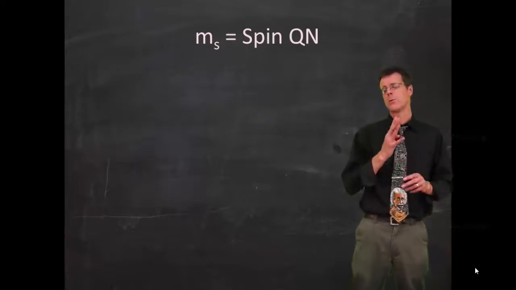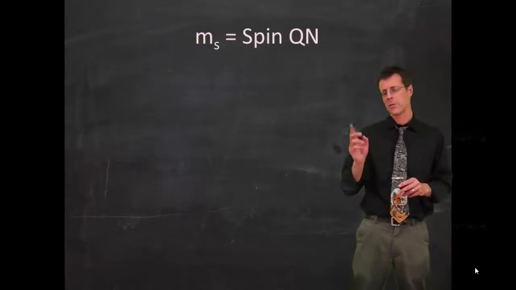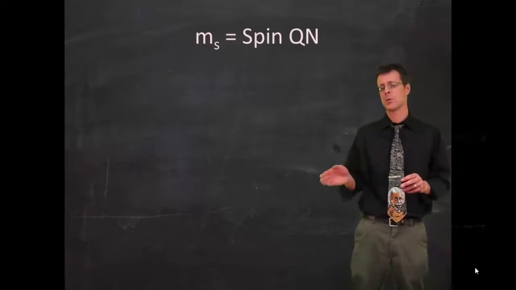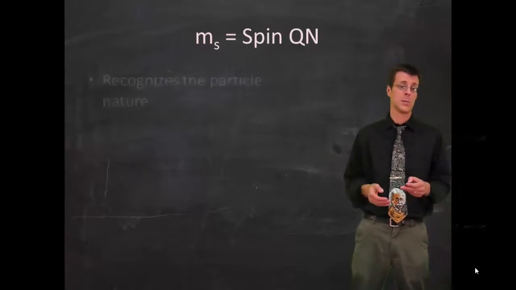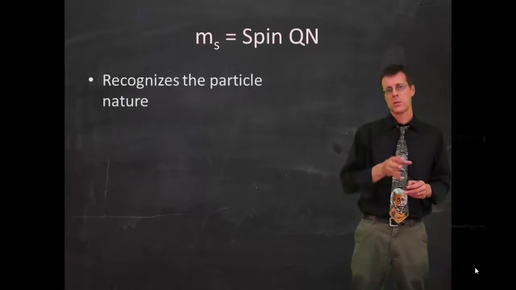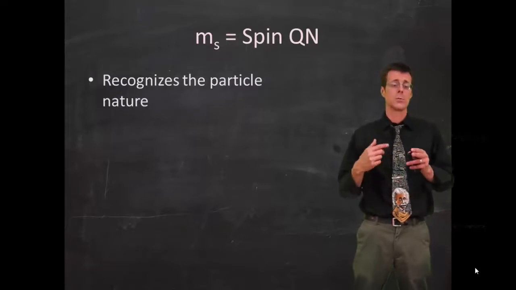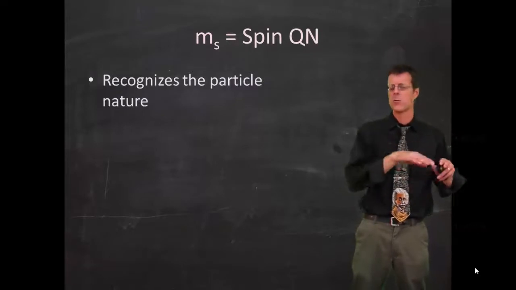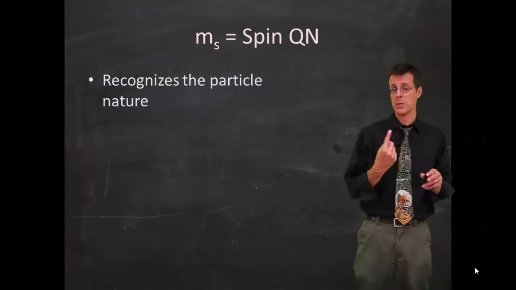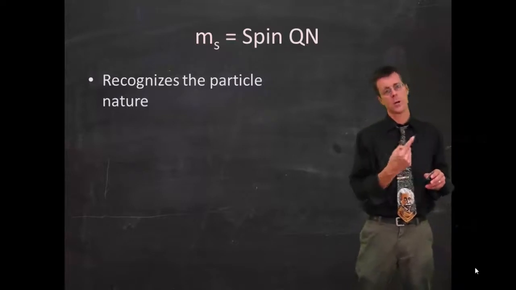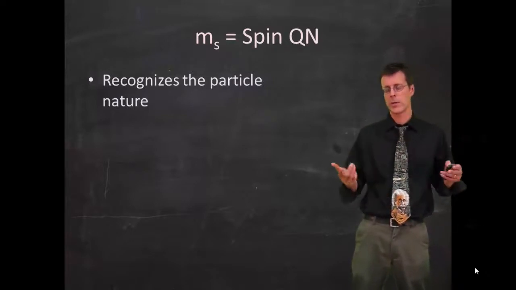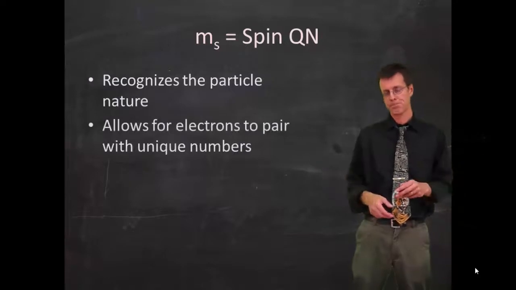I said there were 4 numbers, 3 were required. The last one is a spin number, m subscript s or m sub s. And that recognizes the electron with its particle property. So it's no longer moving as a wave, but it's a particle that has a spin. And it can either be spinning clockwise or spinning counterclockwise, depending on a few things.